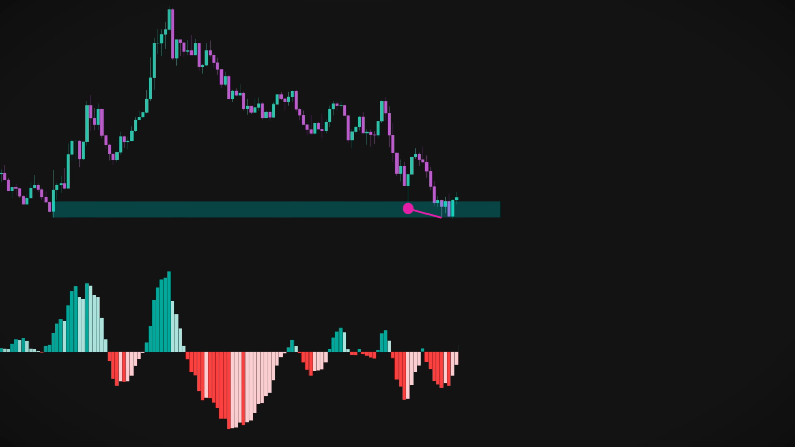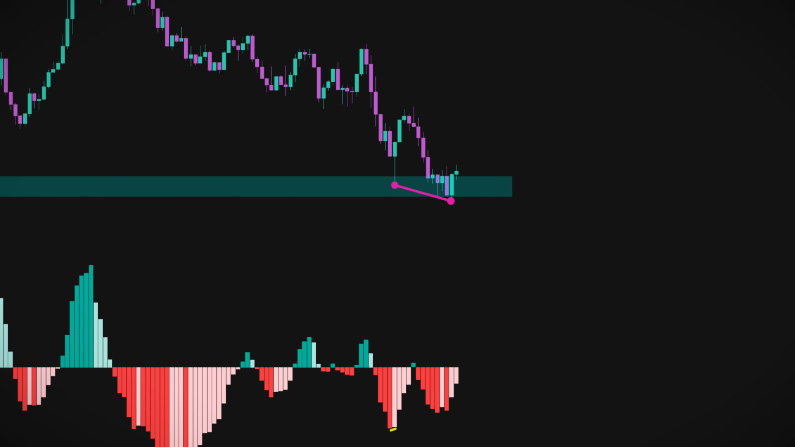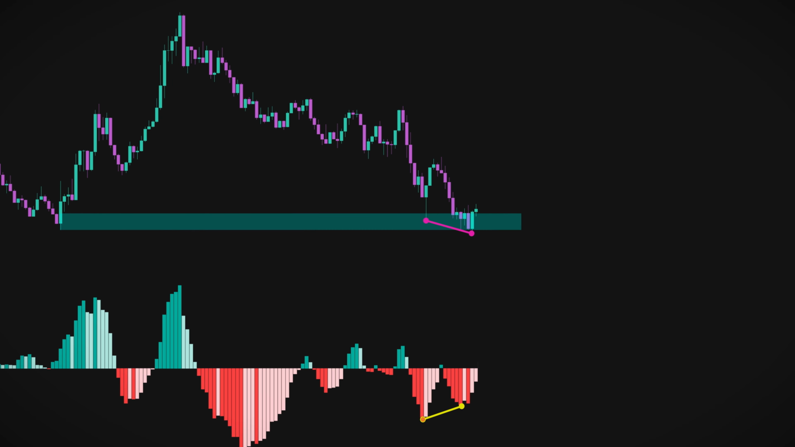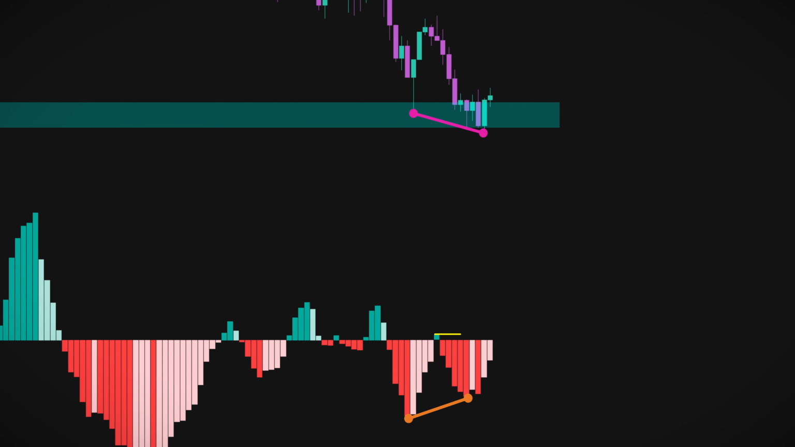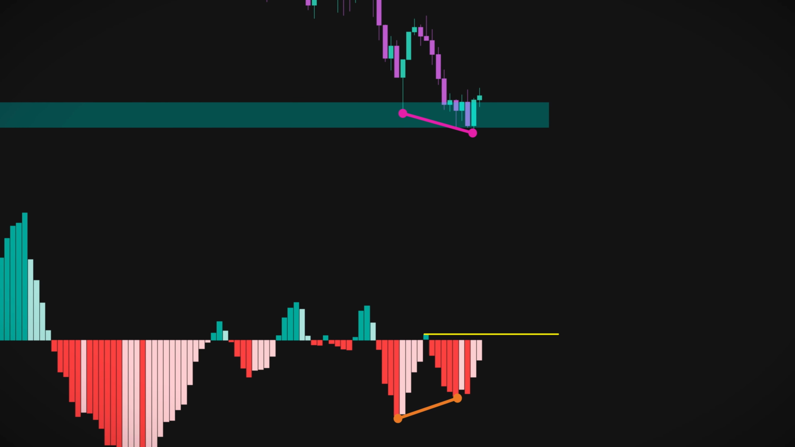This occurs when the price makes a lower low, but the MACD forms a higher low, signaling that selling momentum is weakening. As the price nears the support zone and we spot this divergence, we can start to expect a reversal. To confirm the setup, mark the highest point between the two lows on the MACD histogram and draw a horizontal line. When the histogram breaks above this line, it signals that bullish momentum is taking over.